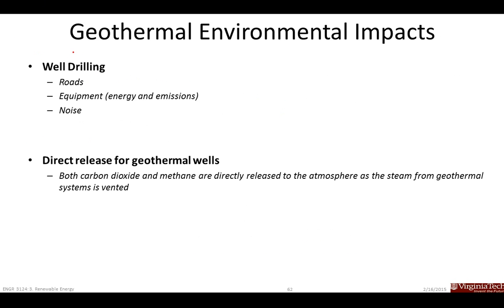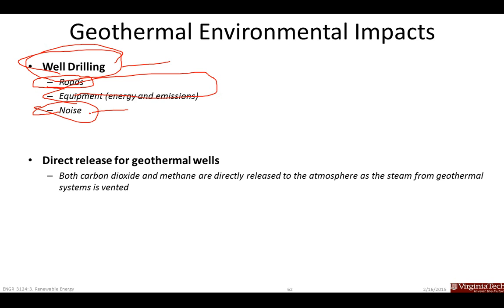Geothermal environmental impacts. Well drilling is a big thing. They're upset when people drill wells all the time because of groundwater, things like that. You need a road infrastructure. You need the equipment. Well drilling rigs are like a giant 18-wheeler that normally run on diesel. They're noisy. They are definitely noisy for the time you're drilling the wells. And then both carbon dioxide and methane are normally released from these wells, vented into the atmosphere. This happens whenever you drill a hole in the ground. You most always hit something with carbon dioxide and methane if there's any carbon whatsoever in the ground.